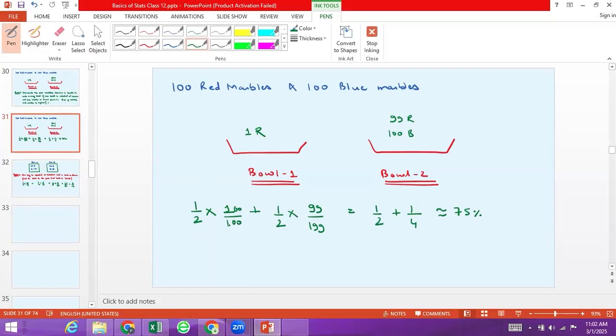Okay. So plus 1 by 2, if the second bowl gets selected, then it is 99 divided by 199. Why 199? This is the total number of marbles, 100 plus 99. So approximately, it will be 75%. In the second bowl also we are selecting red marbles only. Yes, right.